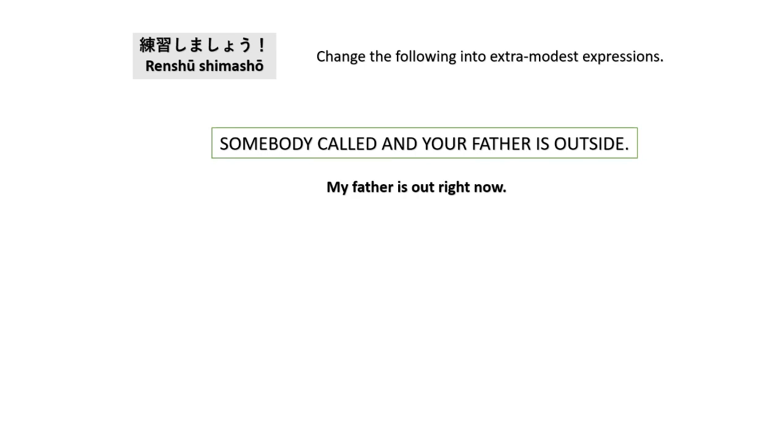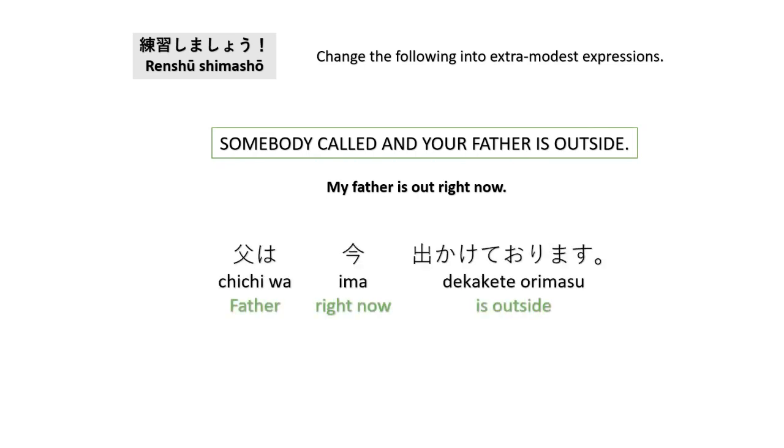Lastly, somebody called and your father is outside. So you want to say, my father is out right now, using the extra modest expression. 父は今出かけております。So, おります is the extra modest expression of います。Okay?